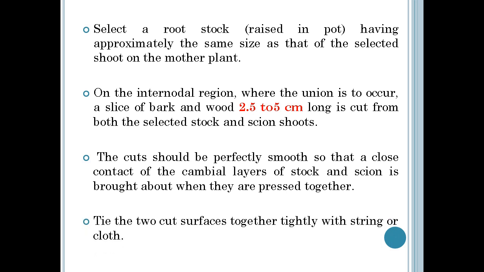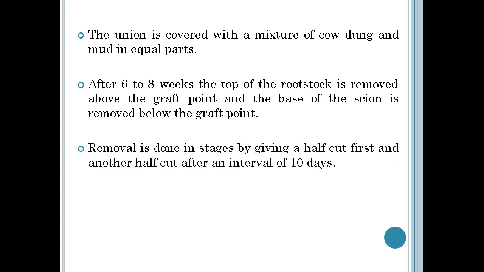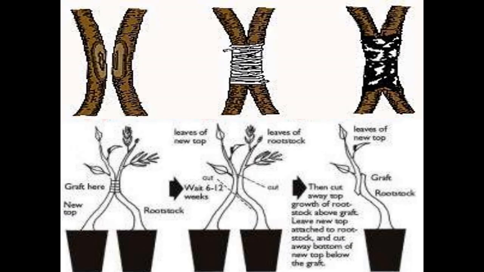Tie the two cut surfaces together tightly with string or cloth. The union is covered with a mixture of cow dung and mud in equal parts. After 6 to 8 weeks, the top of the rootstock is removed above the graft point and the base of the scion is removed below the graft point. Removal is done in stages by giving a half cut first and another half cut after an interval of 10 days.